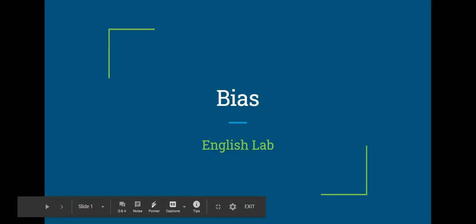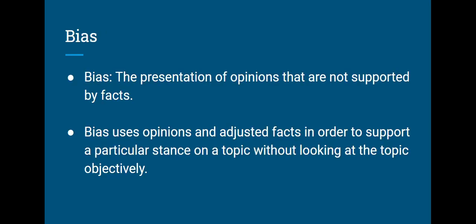All right, guys, today we're going to talk about bias, particularly bias that we see in news articles. So what is bias? Bias is the presentation of opinions that are not supported by facts. And we see bias everywhere in the world, particularly in a world that's as politicized as ours is today. Bias is just using opinions and adjusted facts, alternative facts, whatever you want to call them, in order to support a particular stance on a topic without looking at the topic objectively.